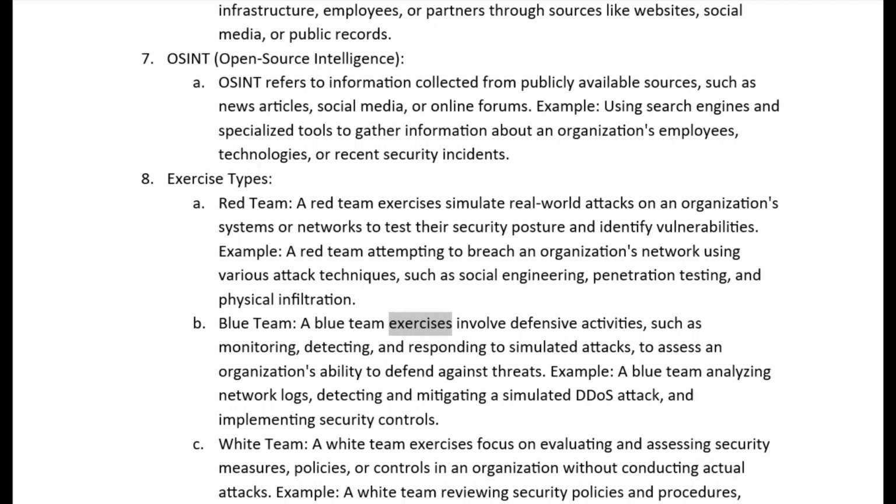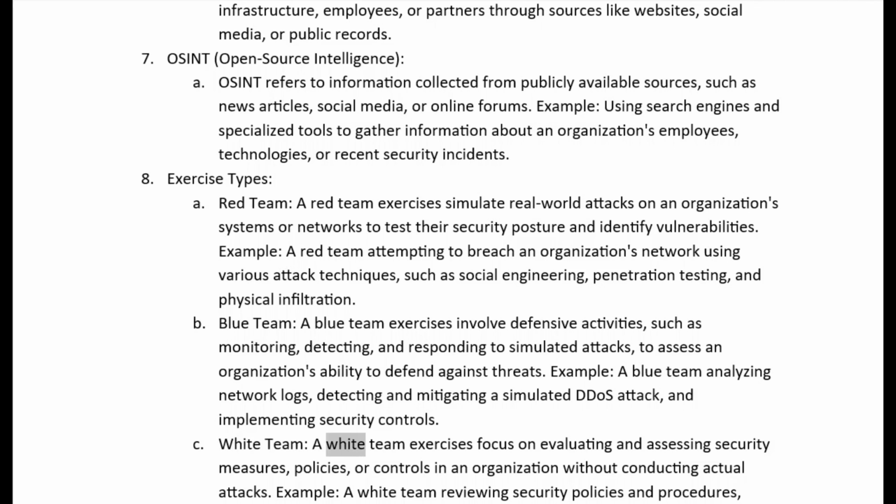Blue Team. Blue team exercises involve defensive activities, such as monitoring, detecting, and responding to simulated attacks, to assess an organization's ability to defend against threats. Example, a blue team analyzing network logs, detecting and mitigating a simulated DDoS attack, and implementing security controls.